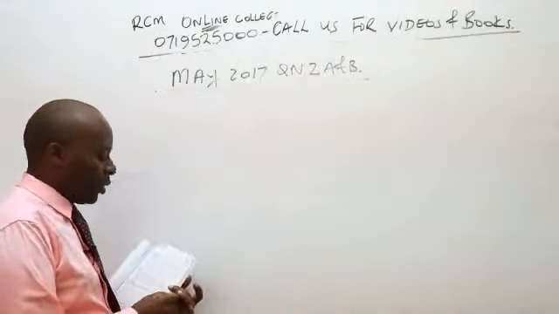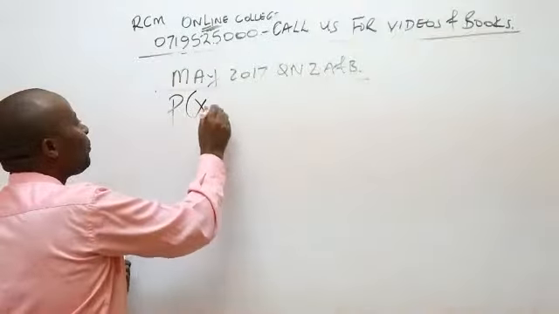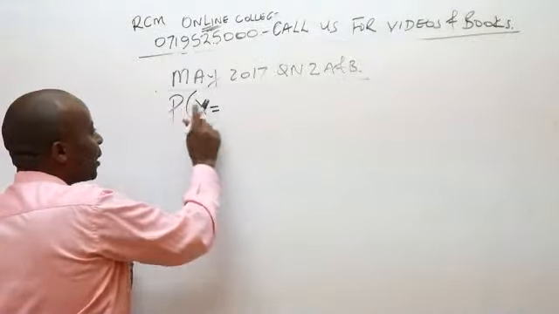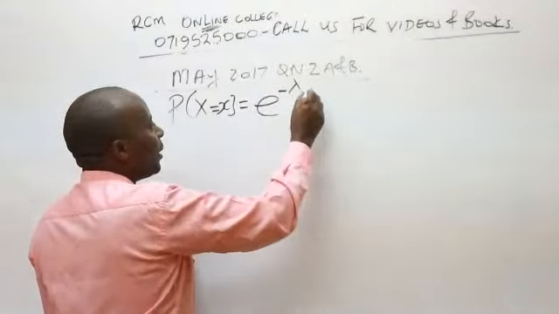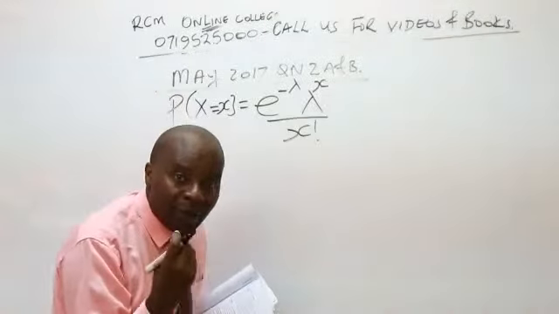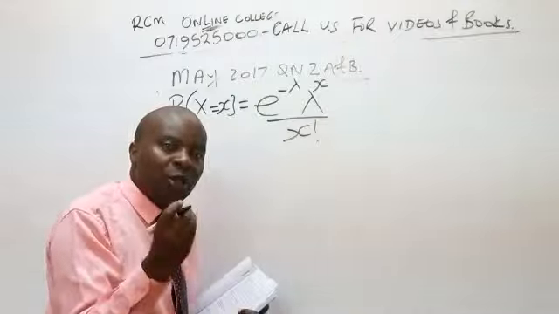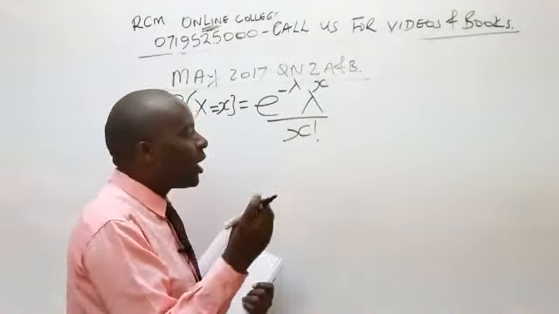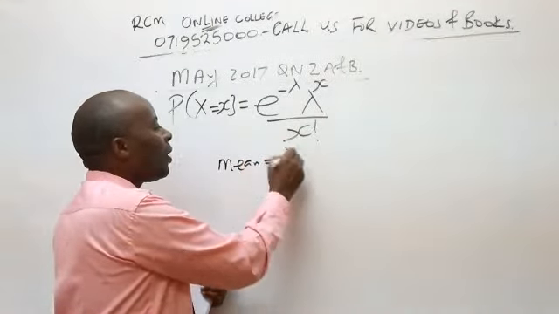Using Poisson distribution, ladies and gentlemen, I know the formula. The probability of x equals small x is e raised to negative lambda, lambda raised to x, all over x factorial. And if you remember very well, the key thing you need to evaluate Poisson probability distribution parameters is the mean.